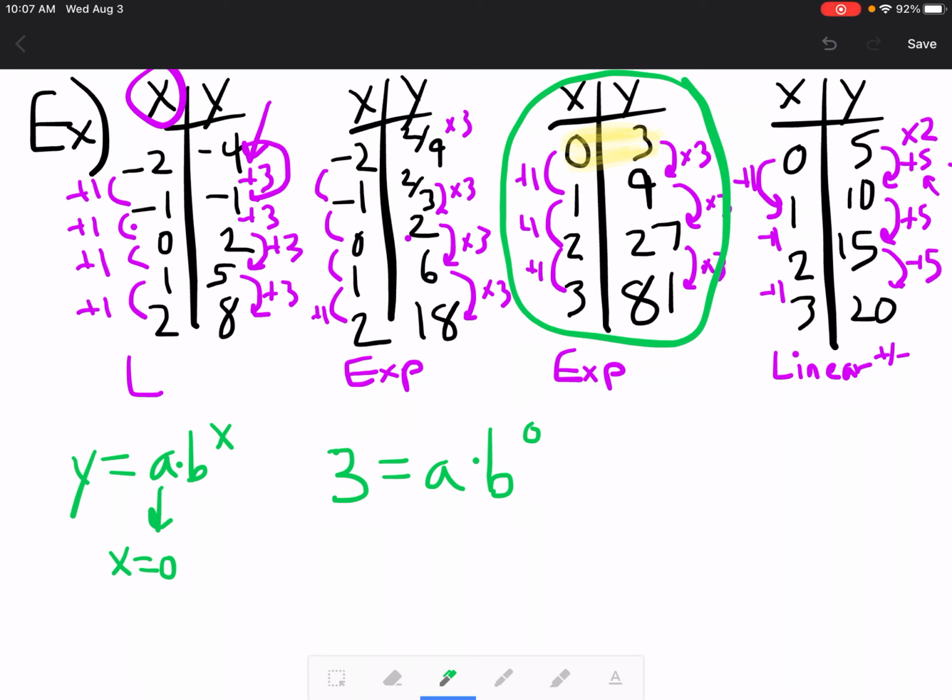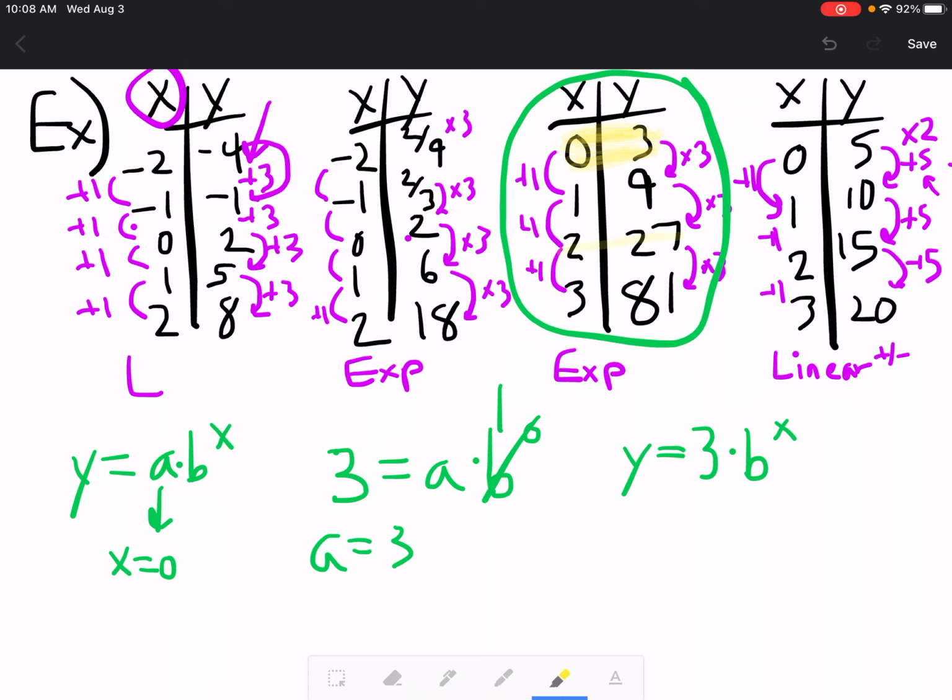Now here's the cool thing. Anything to the 0 power is 1. So that just disappears. And now I know what a is. a has to equal 3. All right, so now that I know that a is equal to 3, I can go y equals 3 times b to the x. And I can pick any other point I want, and I can figure out what b has to be. So back to my highlighter.